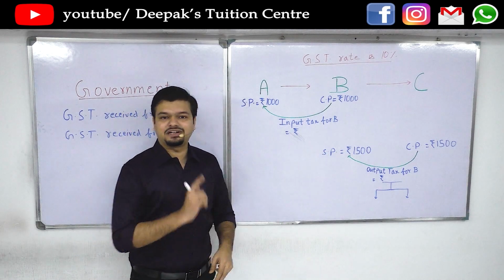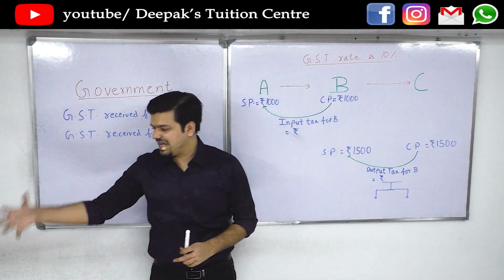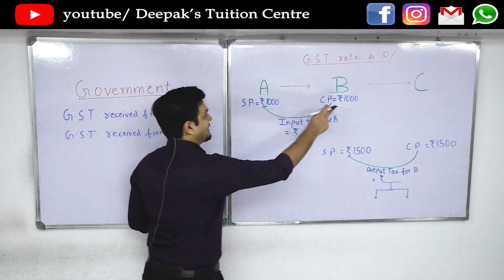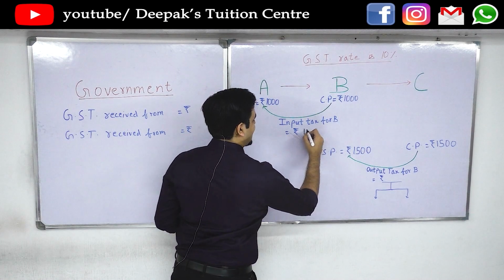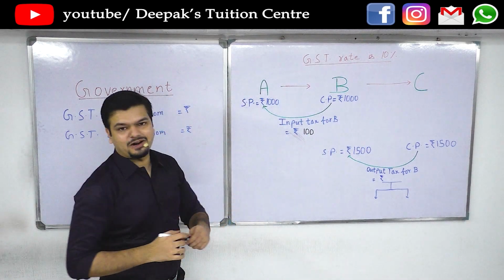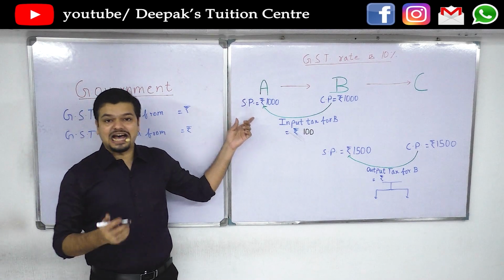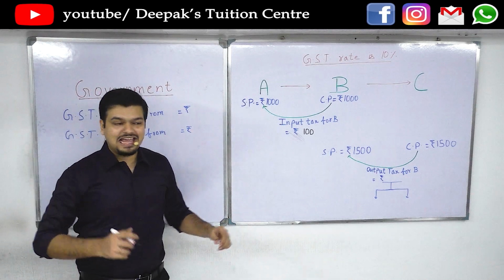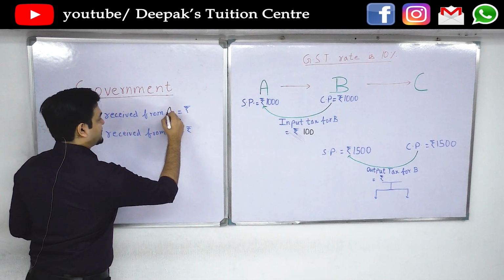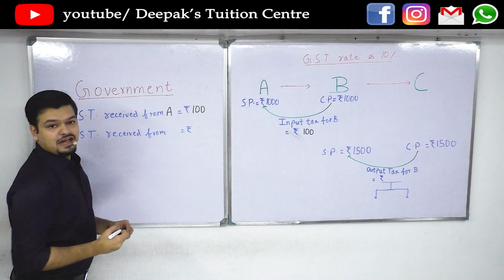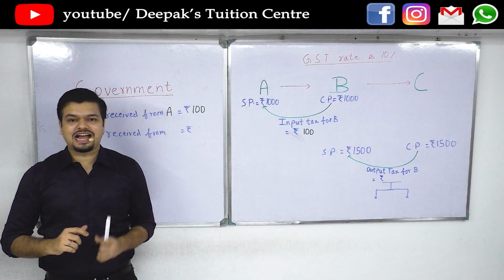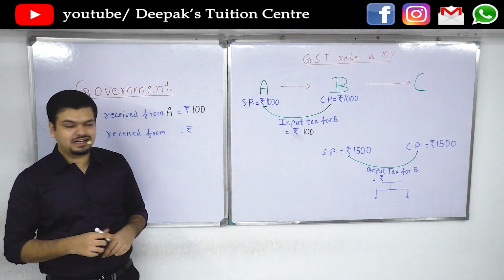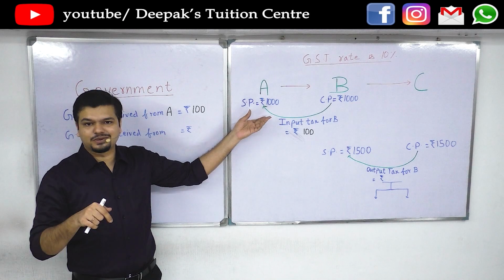This tax is input tax for B, because B has paid this tax while purchasing the goods. So input tax for B will be 10% of 1000, that is 100 rupees. B paid rupees 100 to A. Now it is the responsibility of A to pay this tax to the government. So A will pay rupees 100 to the government. Why does A pay the whole amount of tax? Because tax is the government's right, so the government has to get the tax.